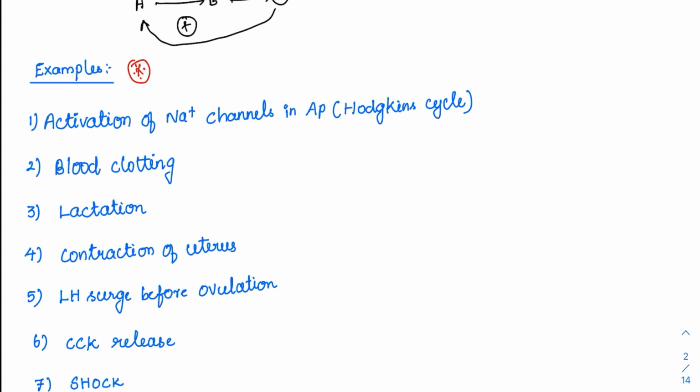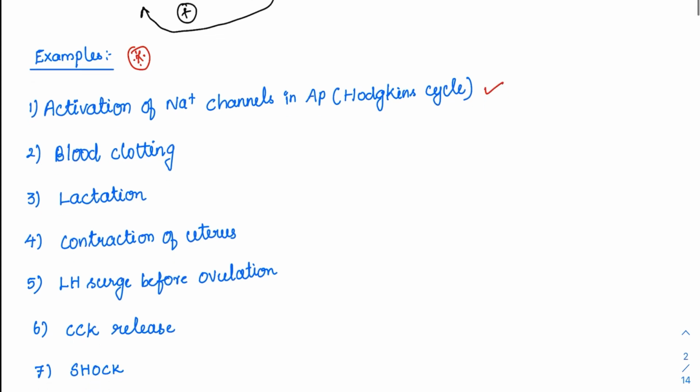First comes activation of sodium channels in case of action potential. Whenever an action potential is happening, what happens? There is influx of sodium ions. Whenever a few sodium channels are open, they positively open up all the sodium channels that are required. So this is an example of a positive feedback mechanism.